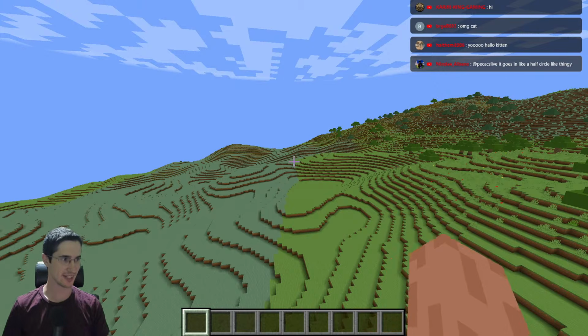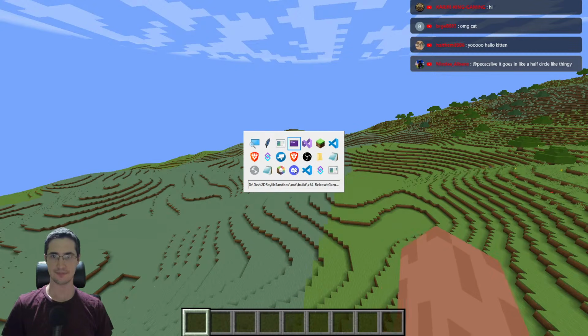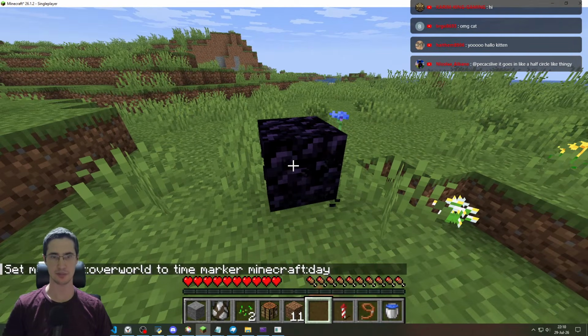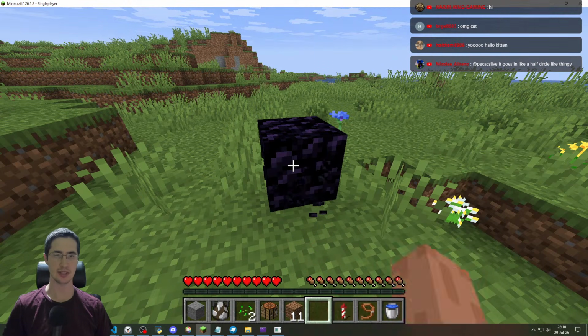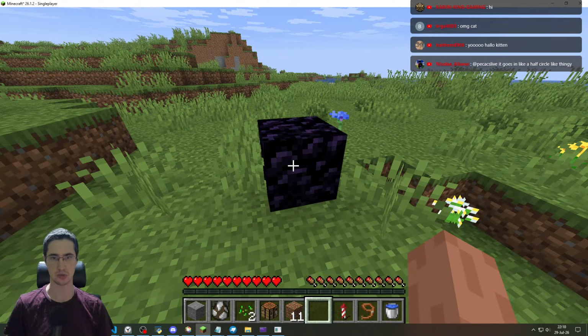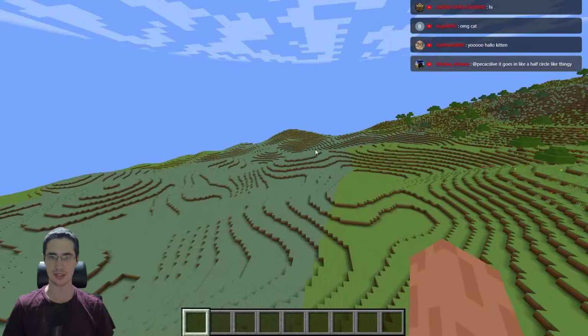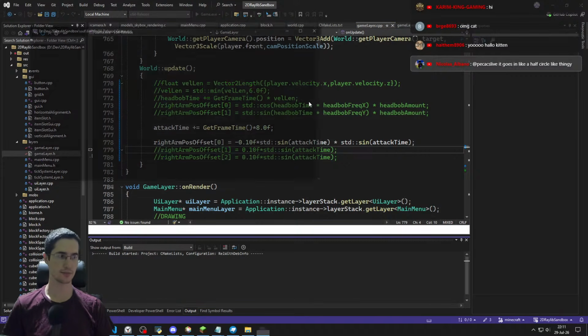It goes in like a half circle. Let me see, chat. How's it in Minecraft? In Minecraft, it goes up and down for sure. And it goes to the left and then back to the right. And it should go forward and backward. Let's just focus on that. Okay, let's just do the X.